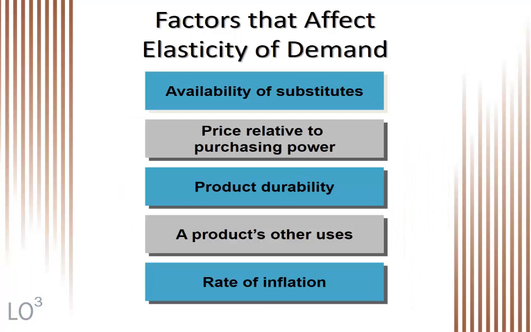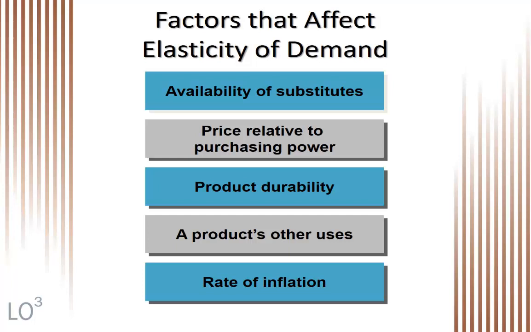There are factors that affect elasticity of demand. Availability of substitutes: when many substitutes are available, it is easy to switch products, making demand elastic. The same is true in reverse if no substitutes are available. Price relative to purchasing power: if a price is so low that it is an inconsequential part of an individual's budget, demand will be inelastic. Product durability: repairing durable products rather than replacing them prolongs their useful life. Thus, people are sensitive to the price increase and the demand is elastic. A product's other uses: the greater the number of uses for a product, the more elastic demand tends to be.